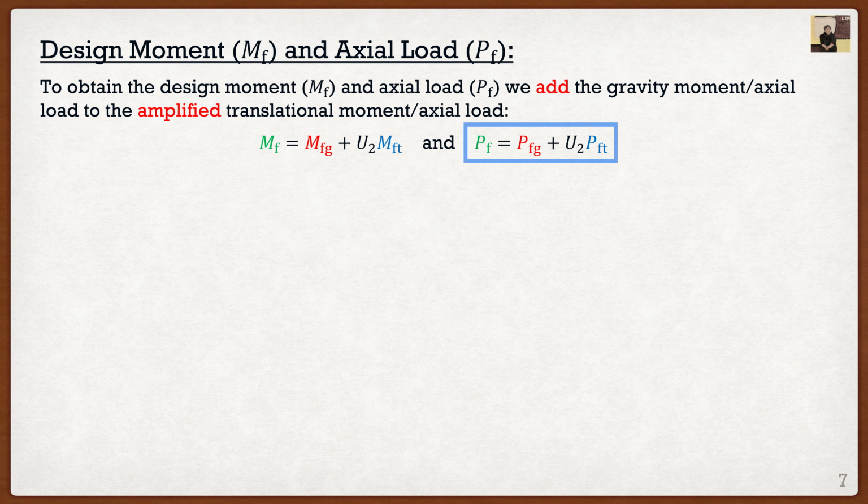If we look at axial load, it's the exact same formula, but rather than moment, we have axial load. And again, we know every parameter in here besides PF. But again, that's the objective of the question.